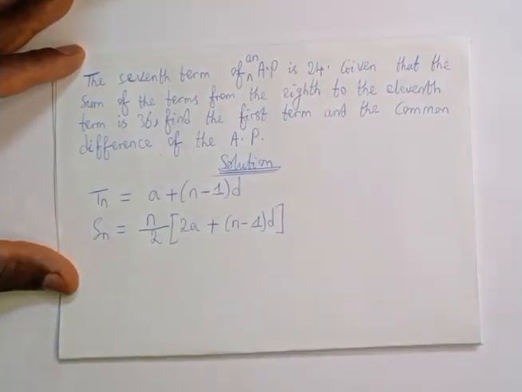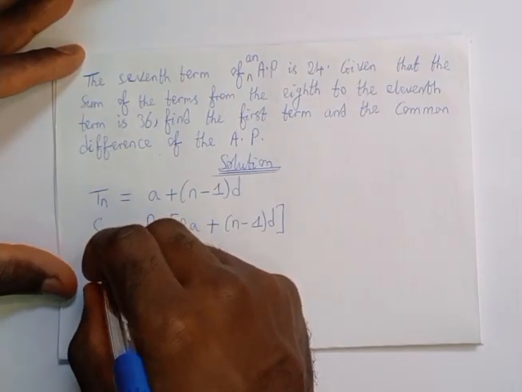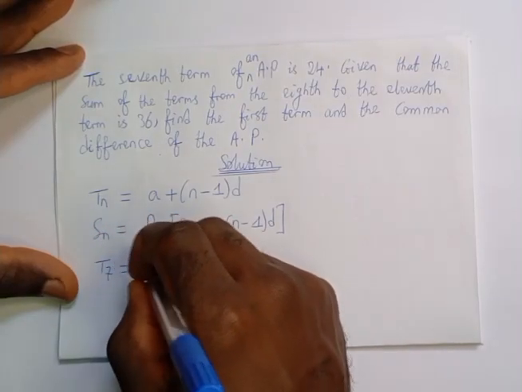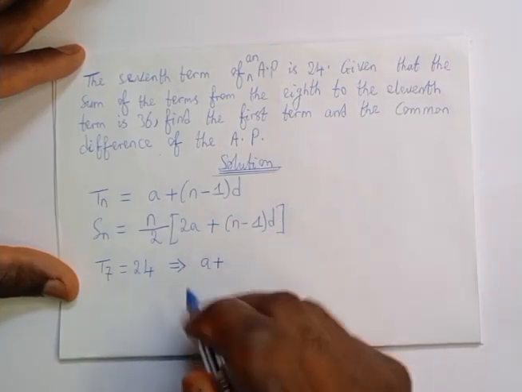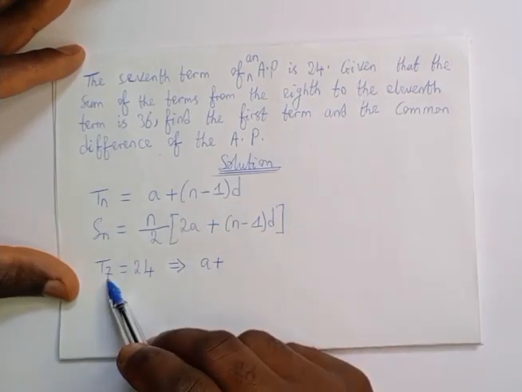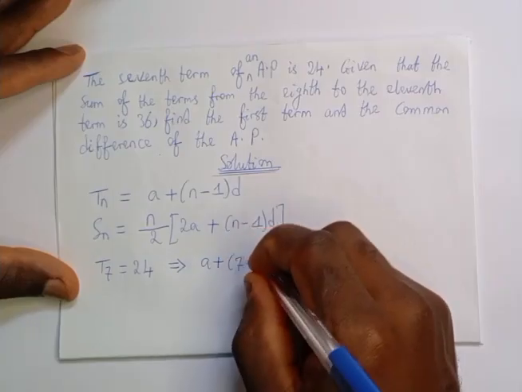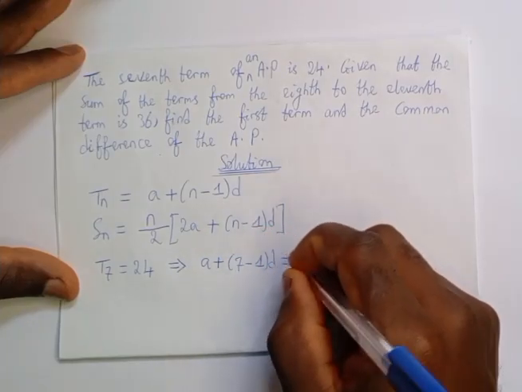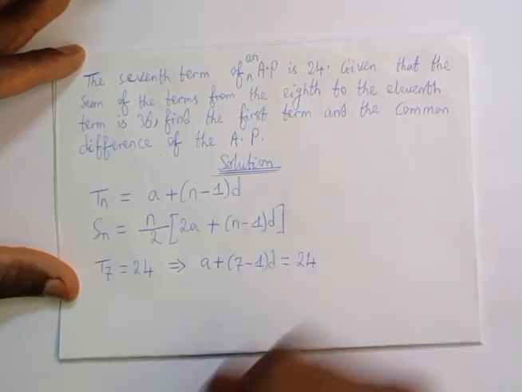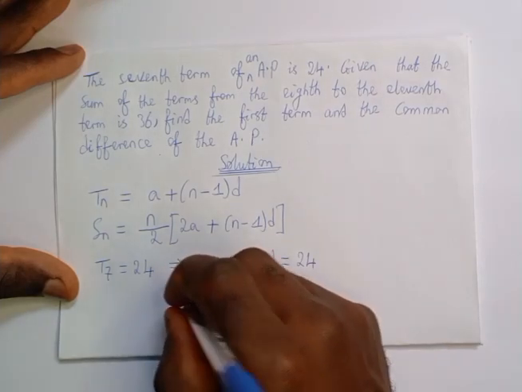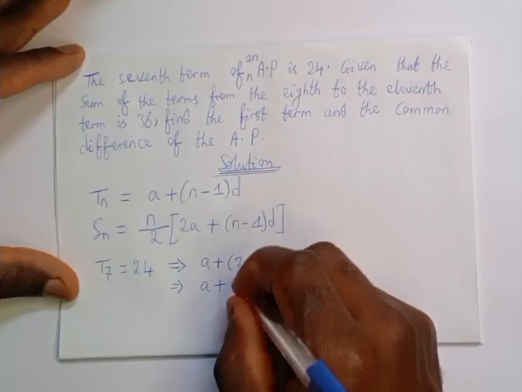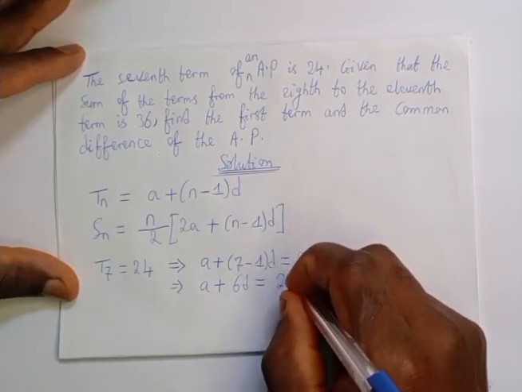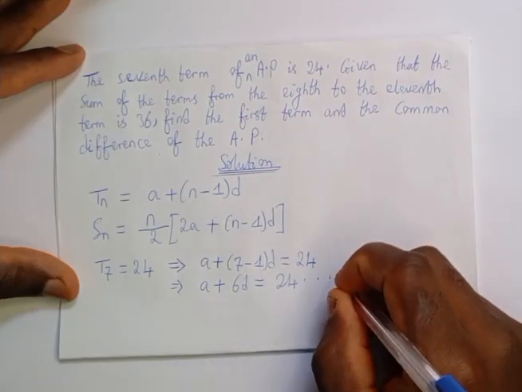We have been told that the seventh term of the AP is 24, that is T7 is equal to 24. This will imply that a plus, n is 7, 7 minus 1 times d is equal to 24. This will imply that a plus 7 minus 1, which is 6, times d: a plus 6d is equal to 24. We call this one equation 1.